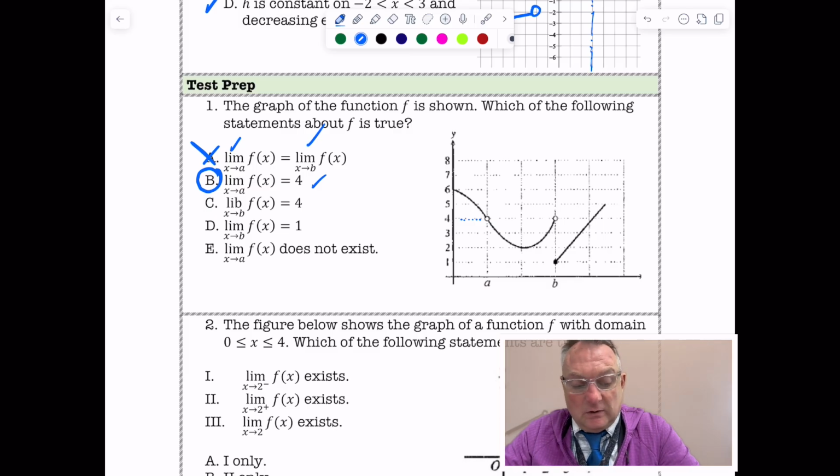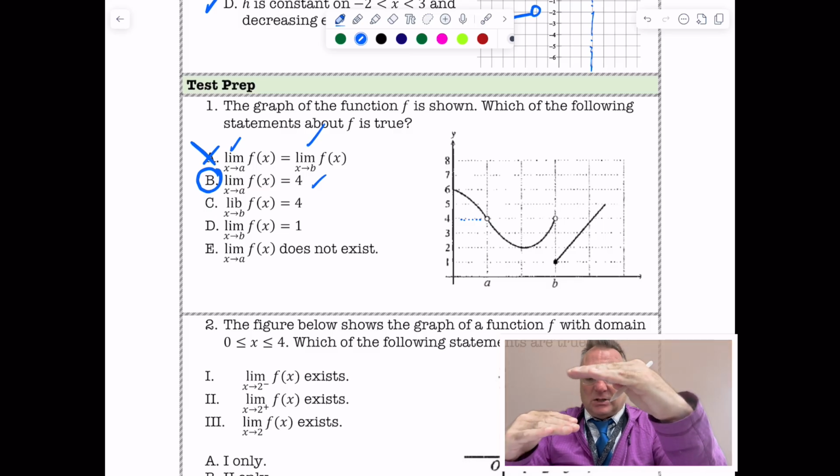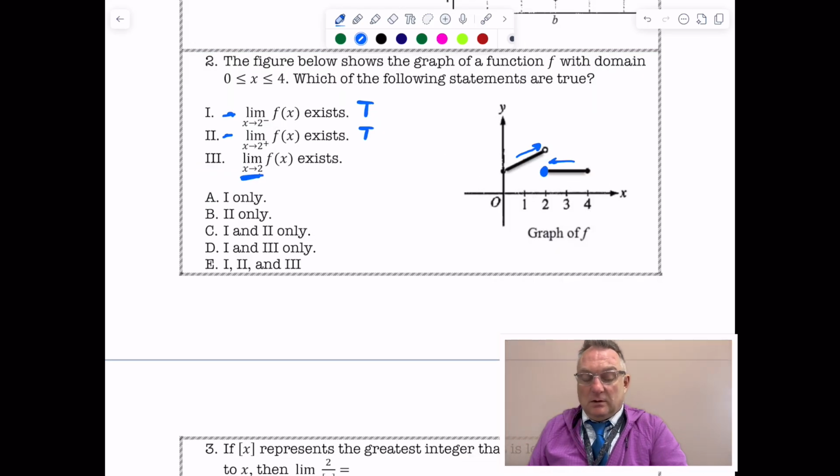Okay? So which ones of these are true? The limit as x approaches 2 from the negative side exists. Yes, it does, doesn't it? It's equal to something. We don't even know, but I'm going to write true for that. Number 2 says the limit as you approach 2 from the positive side exists. Yes, it does. It's equal to that value. True. The limit as it approaches 2 exists. For that to happen, they have to match up. That is false. So I'm looking for 1 and 2 only, which is C.